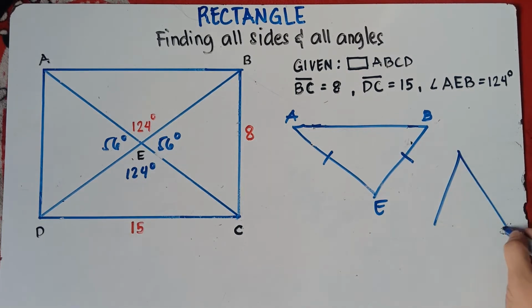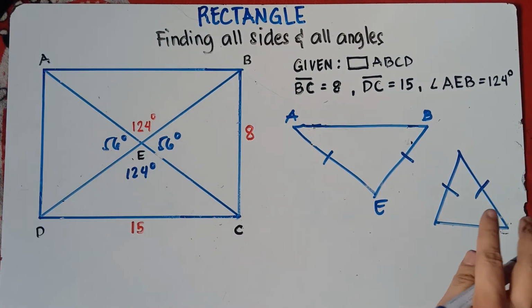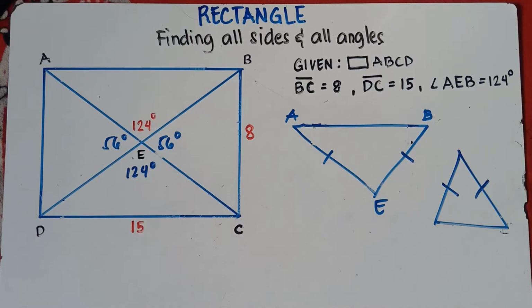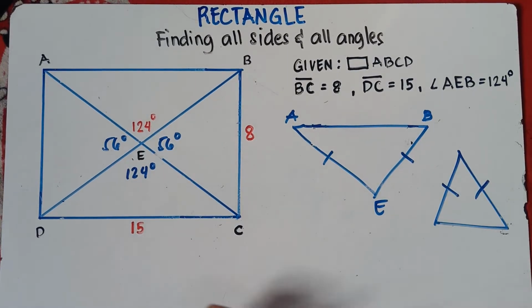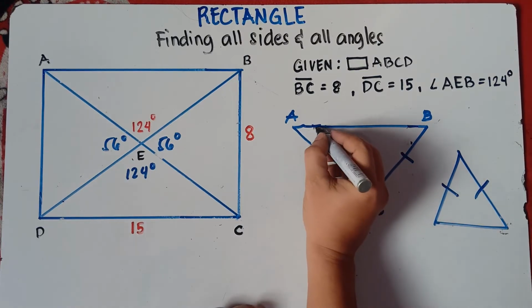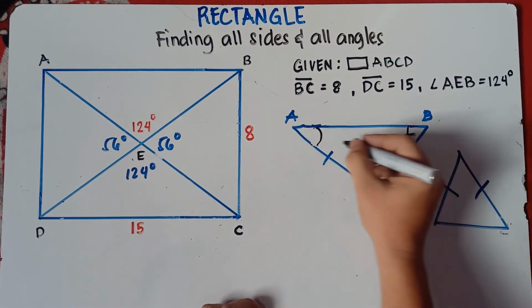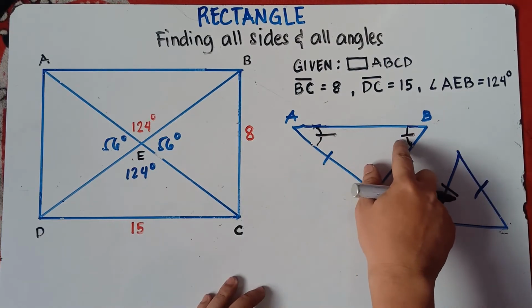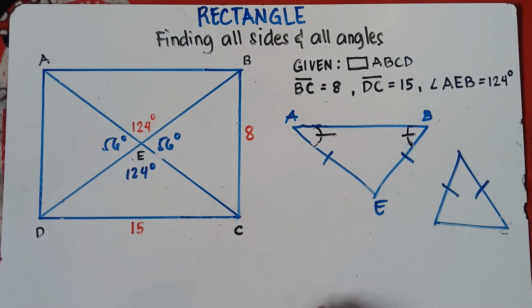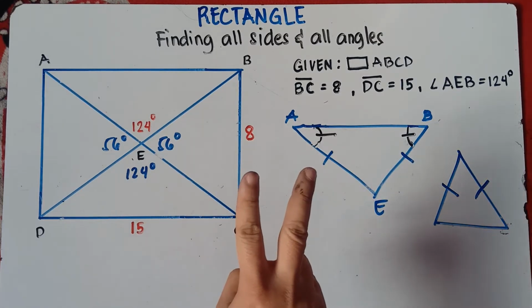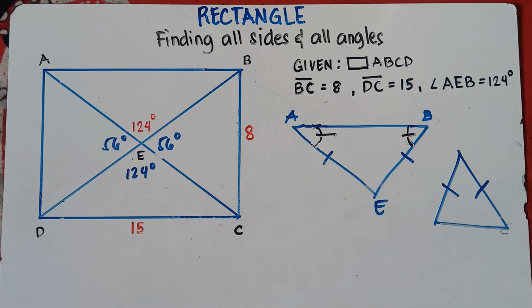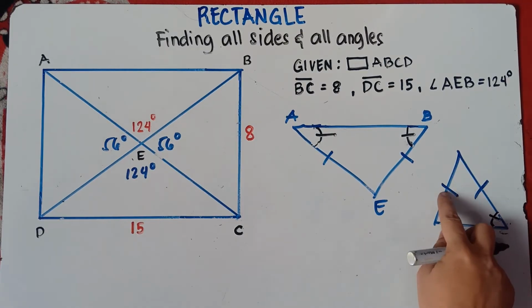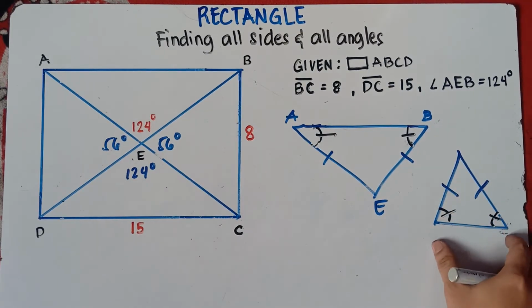Another example, class. We have a triangle right here, and these two sides are congruent. Therefore, we call this triangle an isosceles triangle. Now, always remember, class, that in isosceles triangle, the base angles must also be congruent. So this angle right here is the same measure with this angle. I hope you get this one, class. In isosceles triangle, you have two congruent sides and two congruent base angles. And this side is the same measure with this side. This is what we call, class, an isosceles triangle.